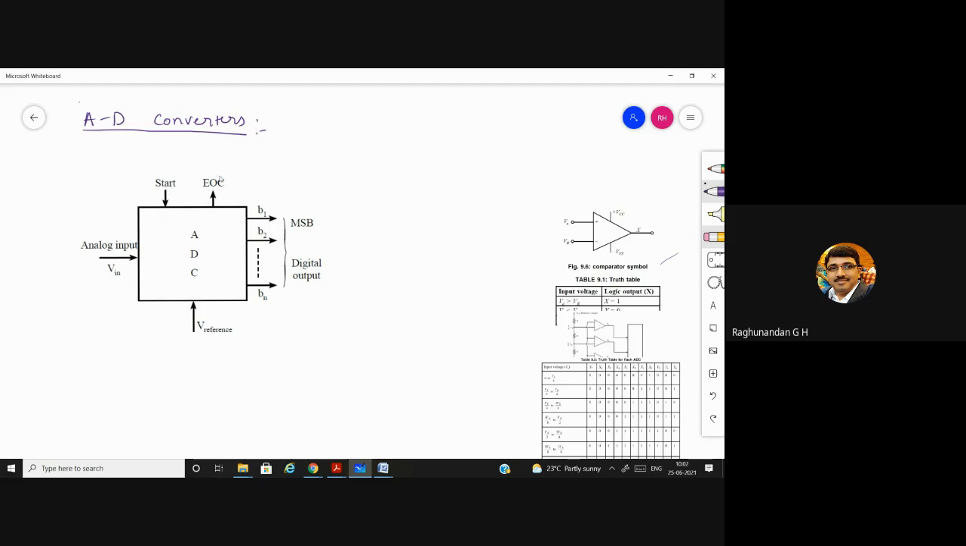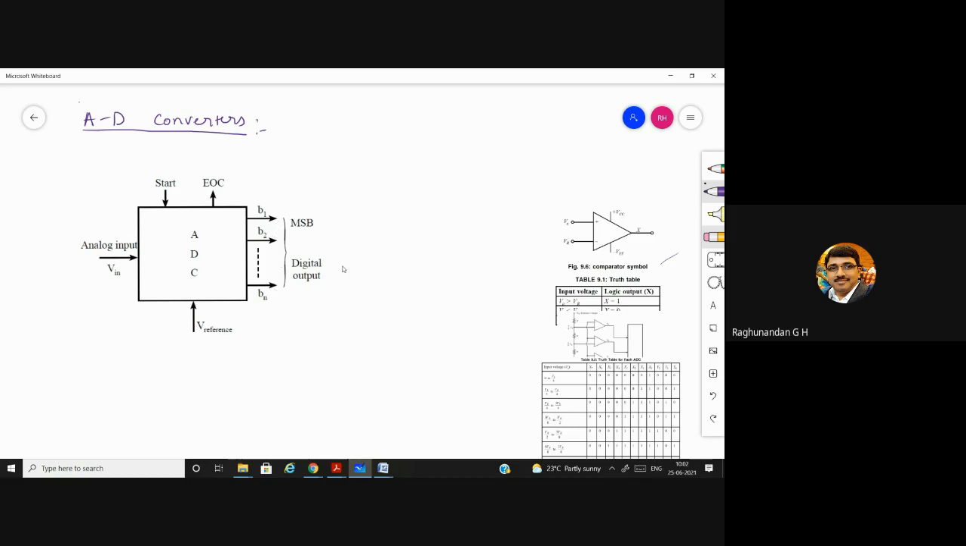And the end of conversion pin, when it goes high, indicates that the entire input signal is already converted to digital output, and there is no input signal that needs to be converted. So these are the two things which initiate the conversion process in ADC. This starts the conversion, this ends the conversion, and there's the digital output. We are going to get the binary outputs.